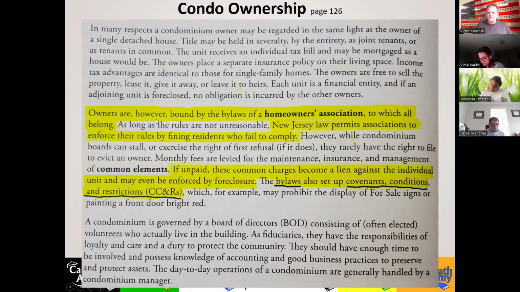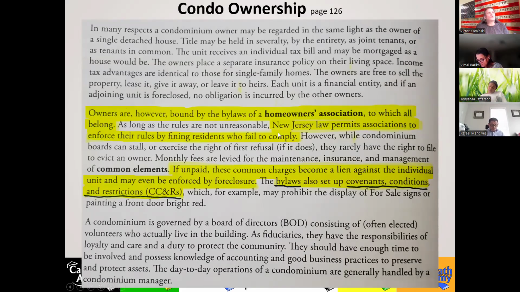So owners, here, let's make sure we highlight this stuff, page 126. Owners, however, are bound by the bylaws of the Homeowners Association to which all will belong. So as long as the rules are not unreasonable, okay, well, that's a little subjective, isn't it? What is reasonable or unreasonable? New Jersey law permits associations to enforce their own rules by fining residents who fail to comply.